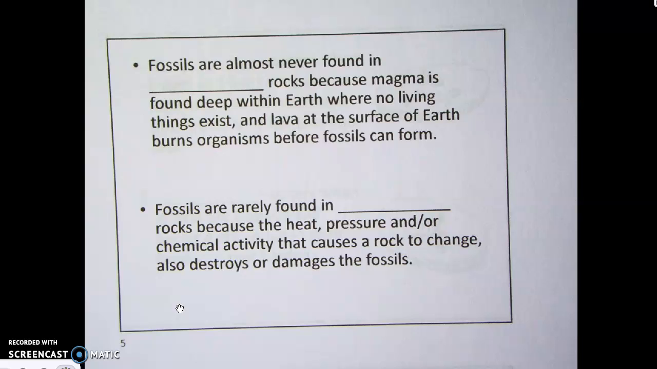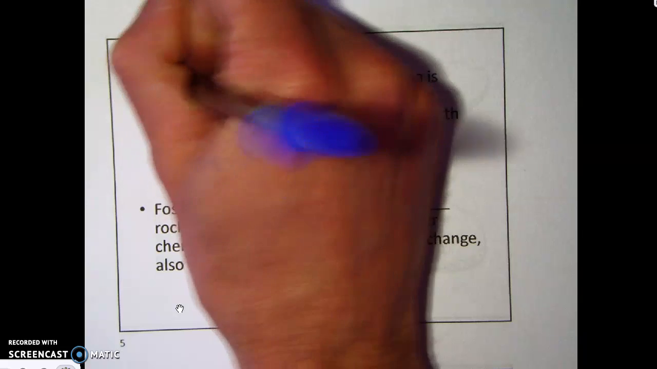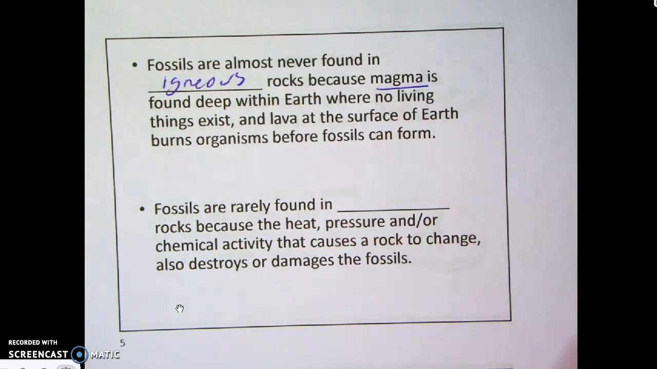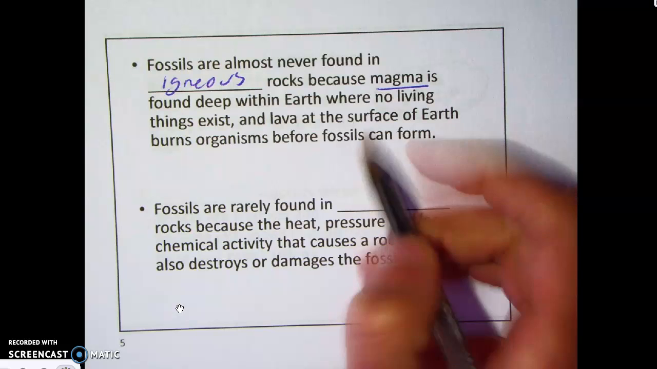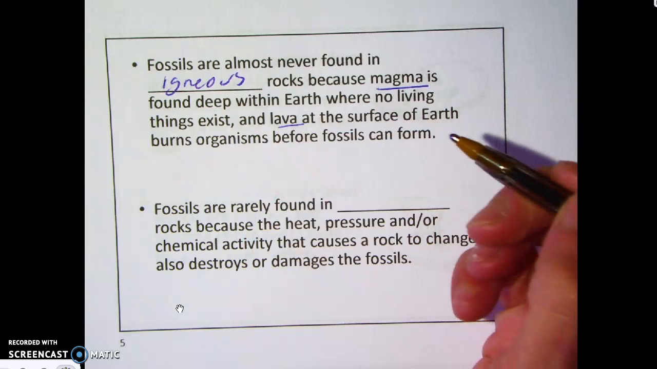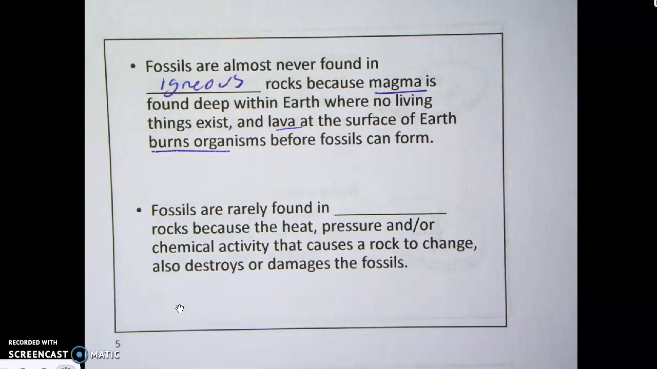Anyway, we were talking in the last video about how fossils are largely found in sedimentary rock, or almost entirely found in sedimentary rock. There are some exceptions, though. Fossils are almost never found in igneous rocks because of the magma. Igneous means ignite, and we're talking about lava. So if an organism dies near lava, well, that organism burns before it can form a fossil.